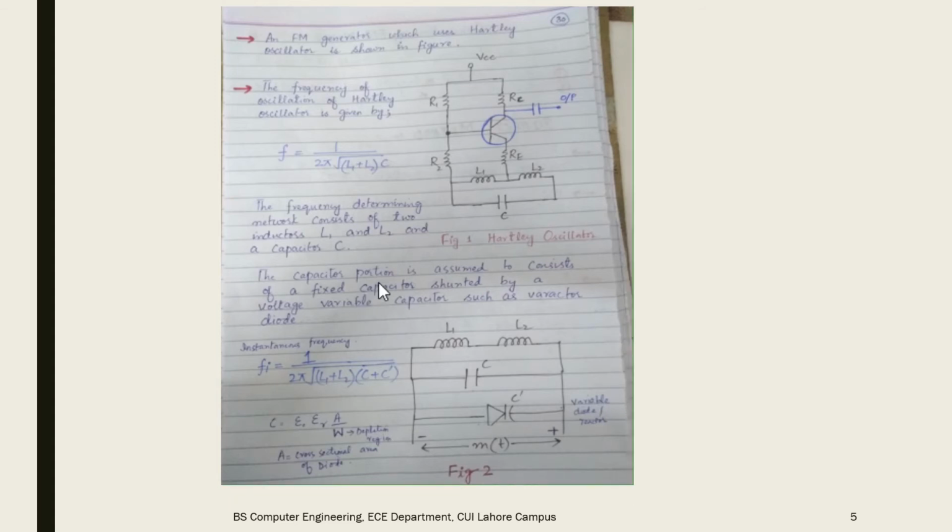The capacitor portion is assumed to consist of a fixed capacitor. Its capacitance is basically fixed, and it is present in parallel with the voltage variable capacitor, which is also known as the varactor diode. And why are we saying this is a voltage variable capacitor? Because when the voltage of the modulating signal is changing, then the capacitance of this capacitor is also changing.